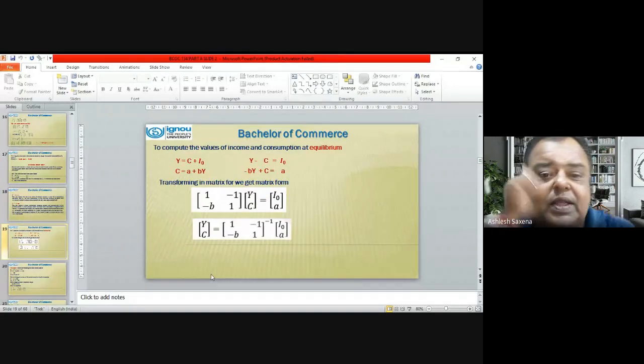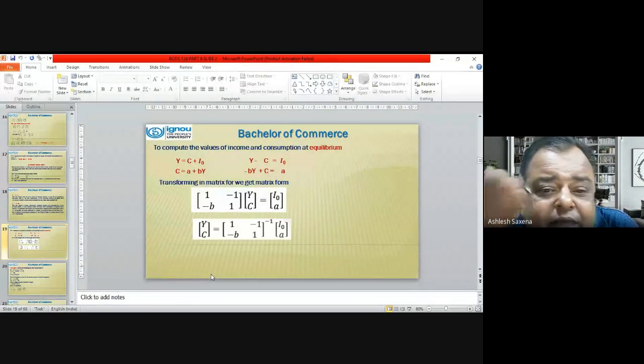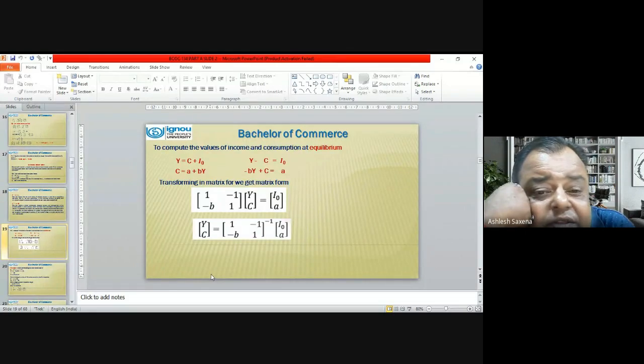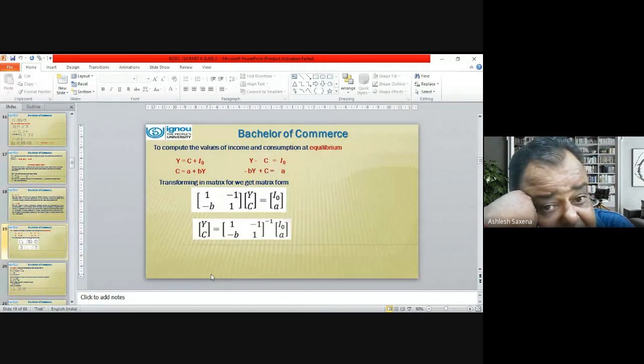Now, we have two equations. Y is equal to C plus I naught and C is equal to a plus bY. Here we can see that it was told to you that a and b are constants. And I naught is again a constant. But Y and C are variables.